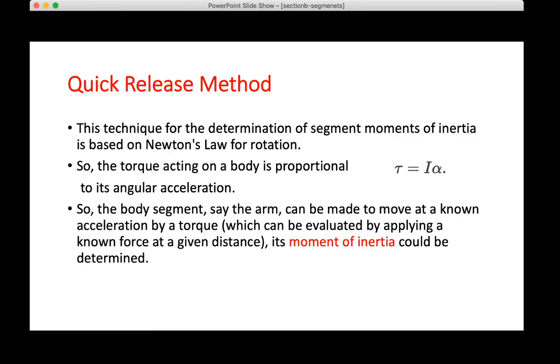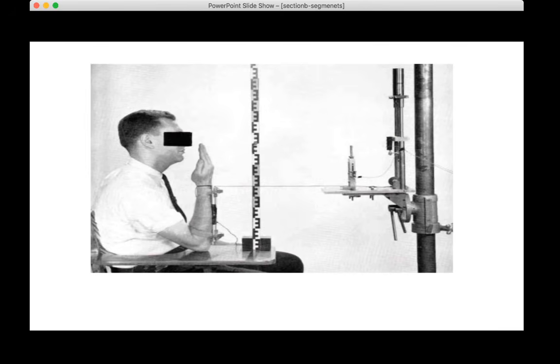In the next slide you will get to see the apparatus and how it is done, so it will be more clear from that figure. Just focus on that figure, how we do this.